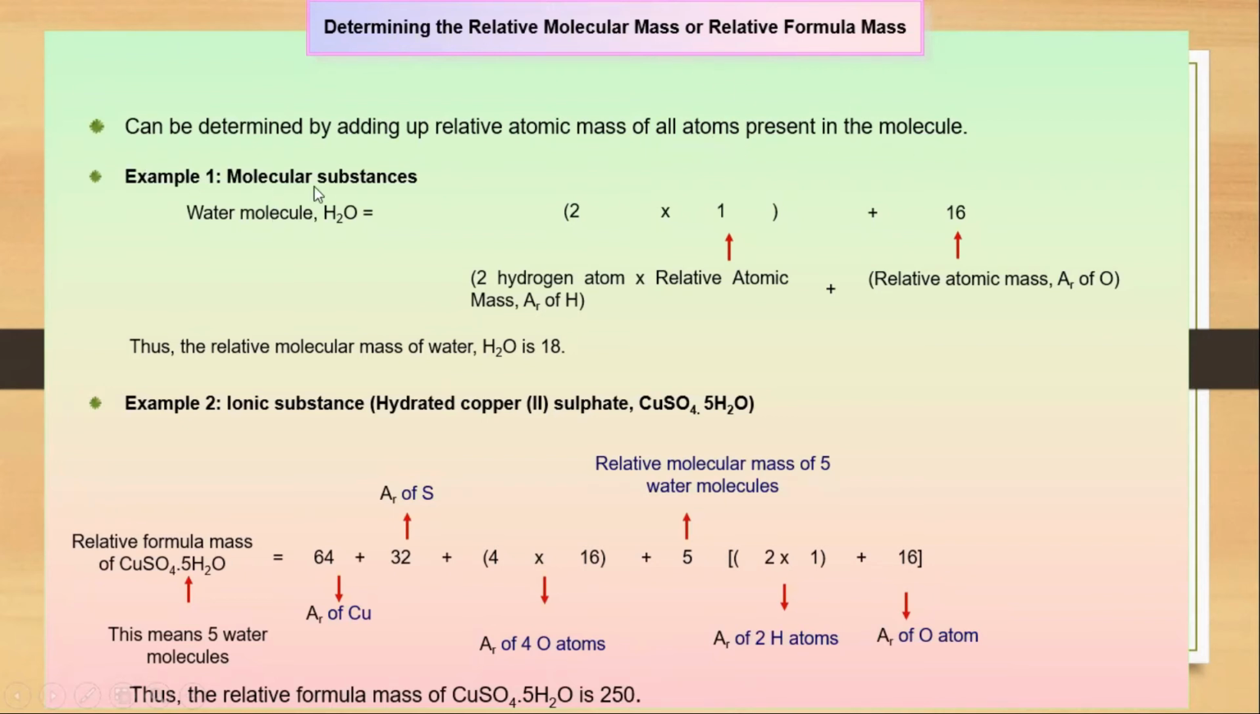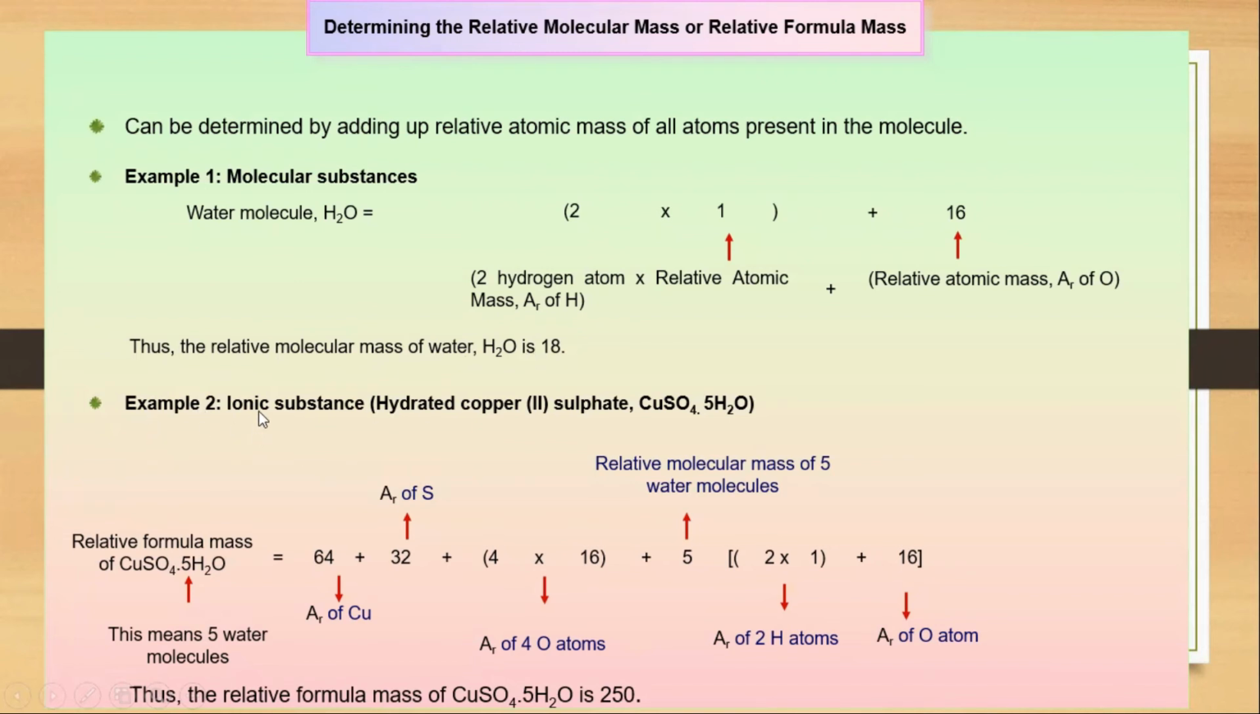Example 1. Molecular substances, which we're going to find out the relative molecular mass. Water molecule with the formula H2O. Its relative molecular mass equals to 2 times the relative atomic mass of hydrogen, which is 1, plus relative atomic mass of oxygen, 16. Thus, the relative molecular mass of water is 18.